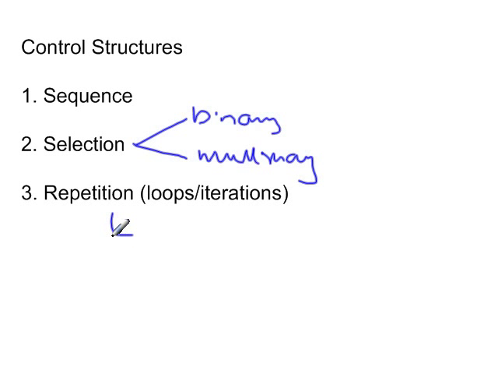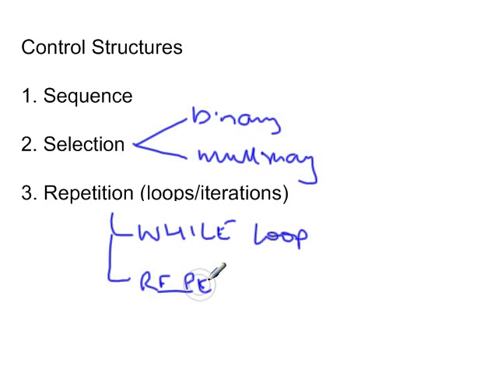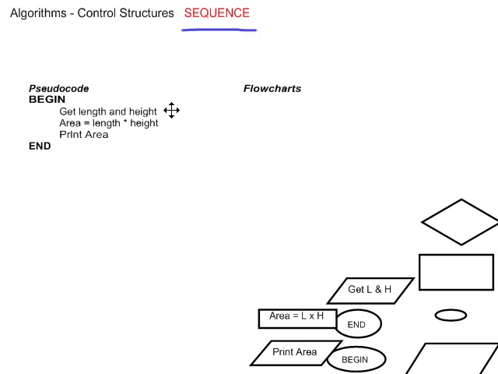And in repetition, there's going to be two main types we're going to look at. We're going to look at a while loop, and we're going to look at a repeat until loop. Now these two loops are used when you want to do something multiple times. So if you have a process you want to repeat, then you use a loop. In a selection, if you have a choice between two or more options, we're going to use the binary or multi-way selection. So these are the building blocks we're about to now describe.